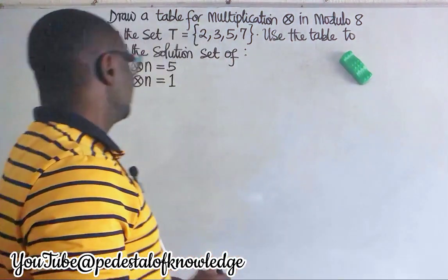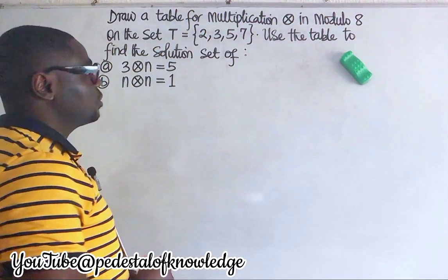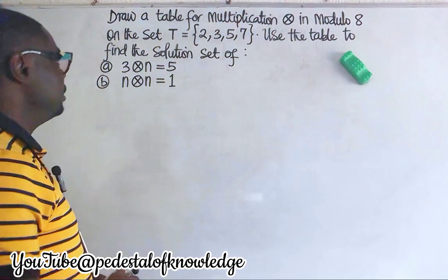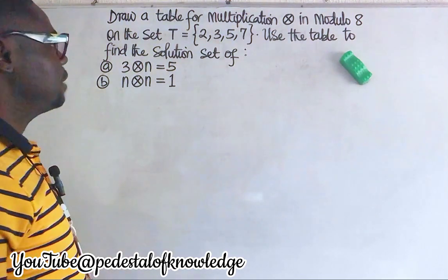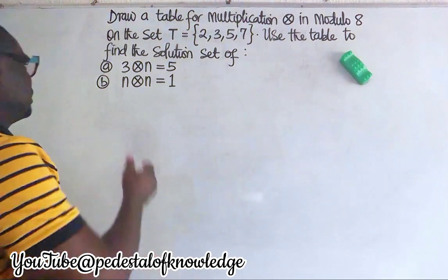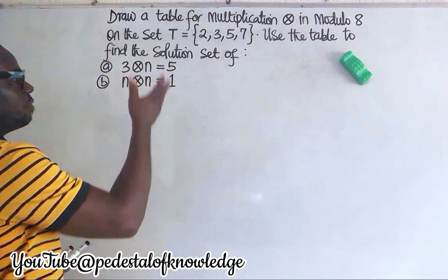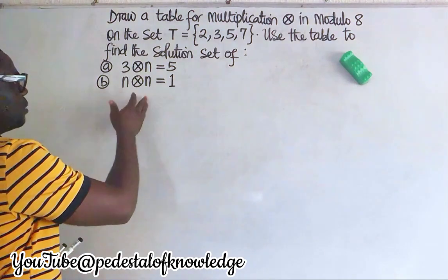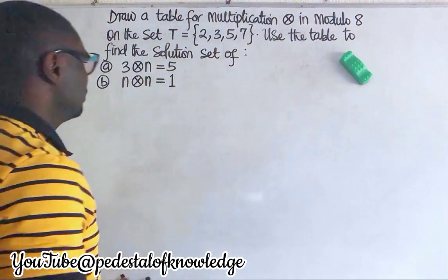Now it says, draw a table for multiplication in modulo 8 on the set T equal to {2, 3, 5, 7}, and then use the table to find the solution set of 3 times n is equal to 5 in mod 8 and n times n is equal to 1 in mod 8. Alright.